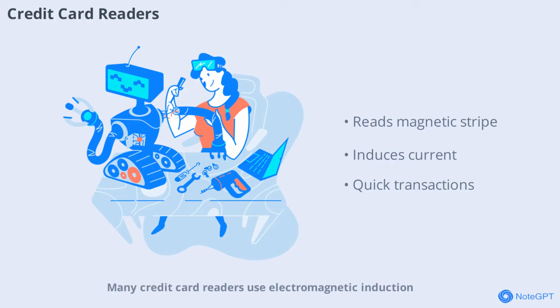Many credit card readers use electromagnetic induction to read data from the magnetic stripe. When you swipe your card, the reader's coil detects the changing magnetic field from the stripe, inducing a current that carries the card's information. This quick and reliable process is a practical application of induction in everyday transactions.